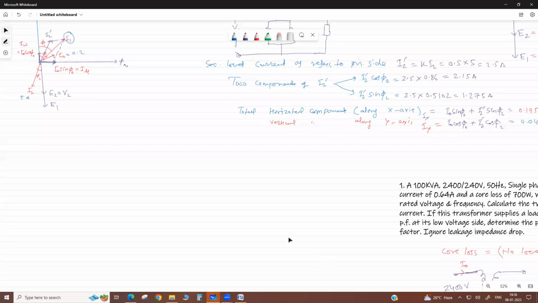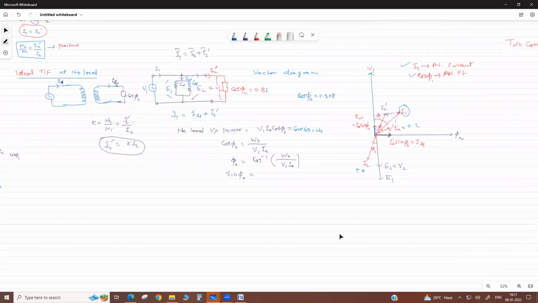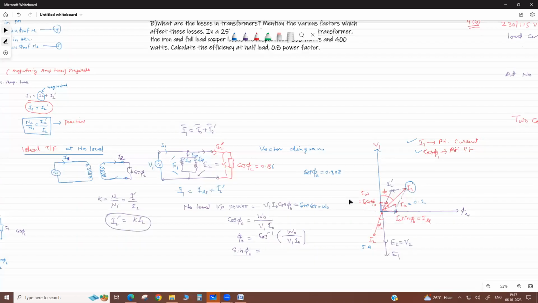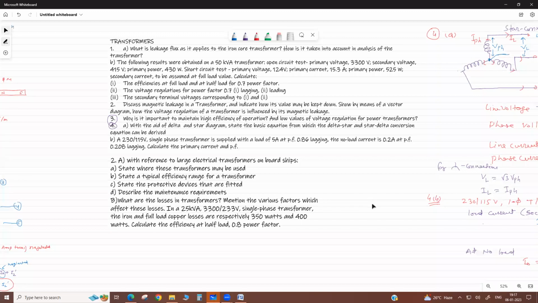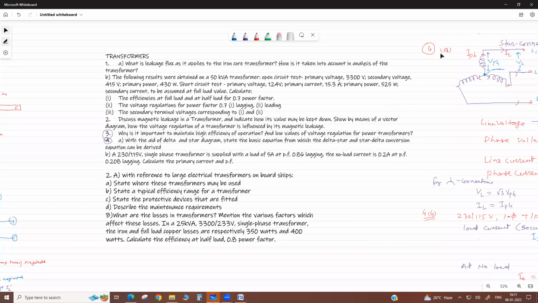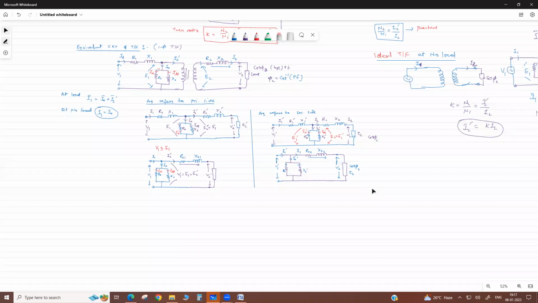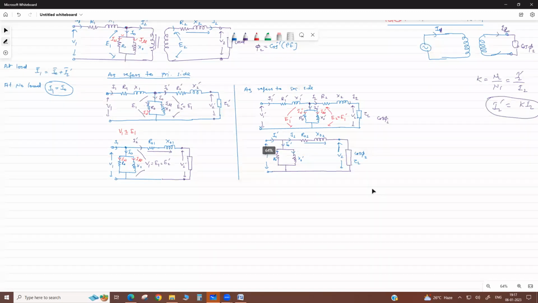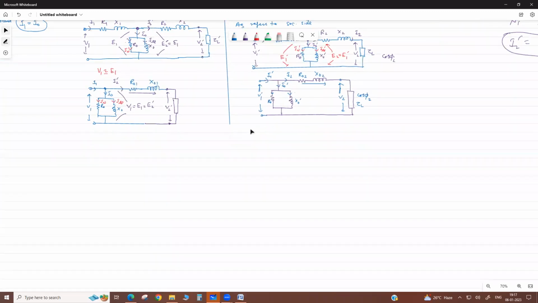Now next questions we talk here. Where is our question? Here. Efficiency, tomorrow we discuss. But today we come to the voltage regulation. Okay. Correct? Already we drew the equivalent circuit as referred to the primary or as referred to the secondary side. Correct, dear?